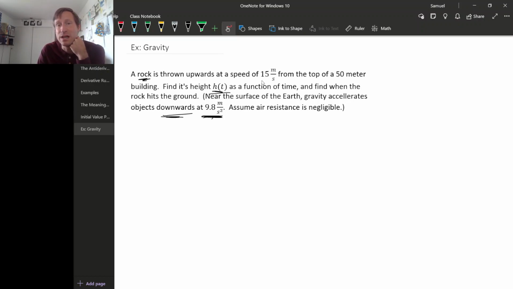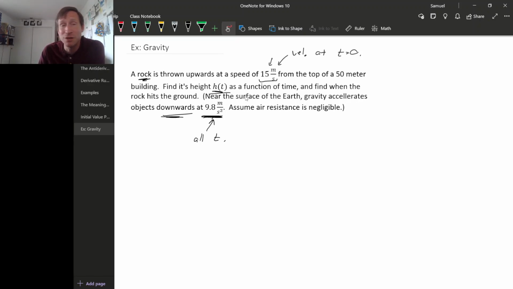We also know that the starting velocity of this rock is 15 meters per second. Now this isn't a constant velocity. This is the velocity of the rock only at time 0, the velocity at the instant we throw the rock. As soon as time progresses past that instant, this velocity is going to start changing because gravity is going to be slowing it down. So this acceleration is for all values of t, but this velocity is not for all values of t.